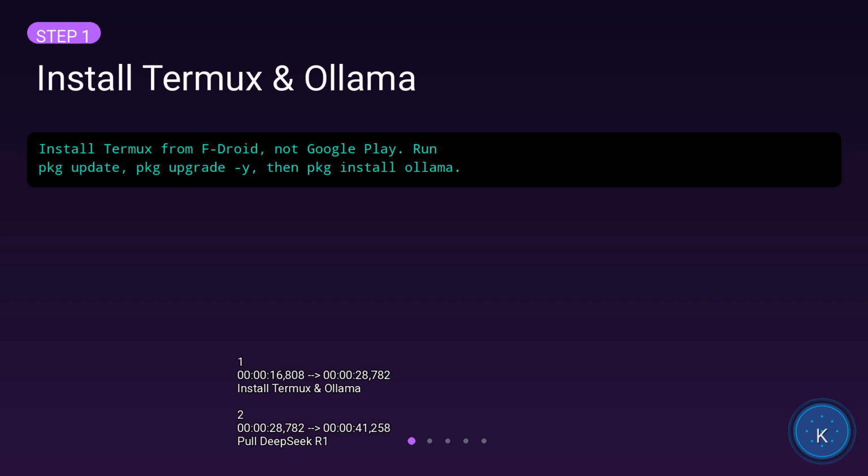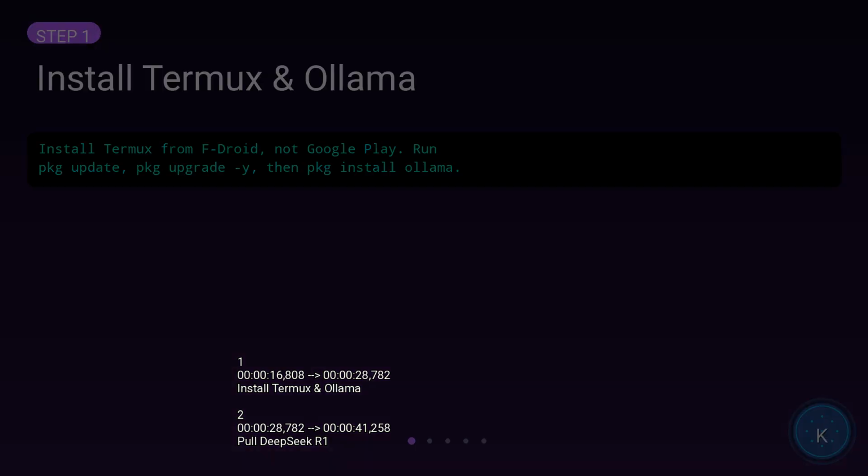Install Termux from F-Droid, not Google Play. Run pkg update, pkg upgrade -y, then pkg install ollama.